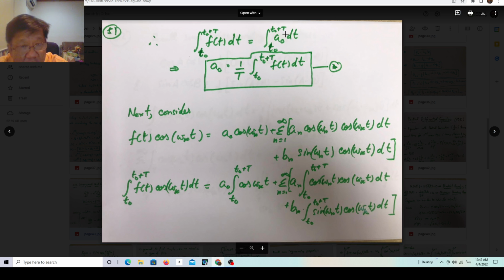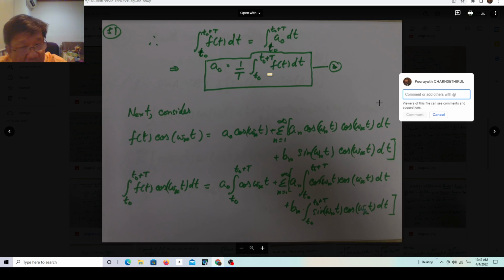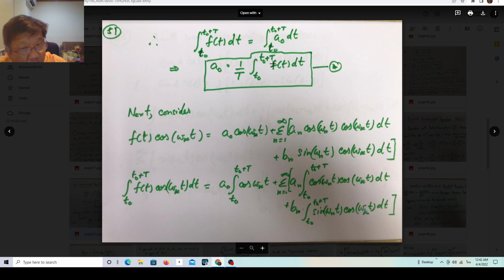The nice thing about this is that a sub 0 is a constant. So on the right-hand side, you put a sub 0 outside, and the integral of dt from t sub 0 to t sub 0 plus capital T gives the upper limit minus the lower limit. The t sub 0 cancels, so you get capital T. So a sub 0 times capital T is equal to the integral, and you can find a sub 0 here. So a sub 0 is equal to 1 over T times the integral from t sub 0 to t sub 0 plus capital T of f of t dt. With the knowledge of f of t, you'll be able to find a sub 0.